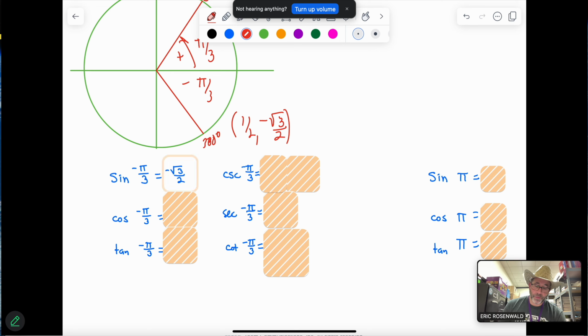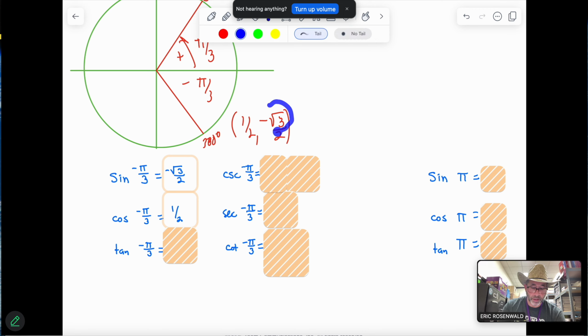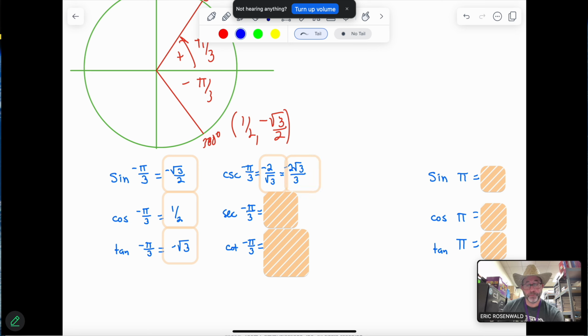Okay? So let's go ahead and use each one of these values. The y value is negative root 3 over 2. The x value is 1/2. And then y over x, again, let's focus on the numerator. Negative root 3 divided by 1 is just going to equal negative root 3. Okay? Take the reciprocals of each of these. We get negative 2 over root 3. If we rationalize, it's negative 2 root 3 over 3. Take the reciprocal of 1 over 2. It's just 2 over 1. And take the reciprocal of that. It's just negative 1 over root 3 or negative root 3 over 3.